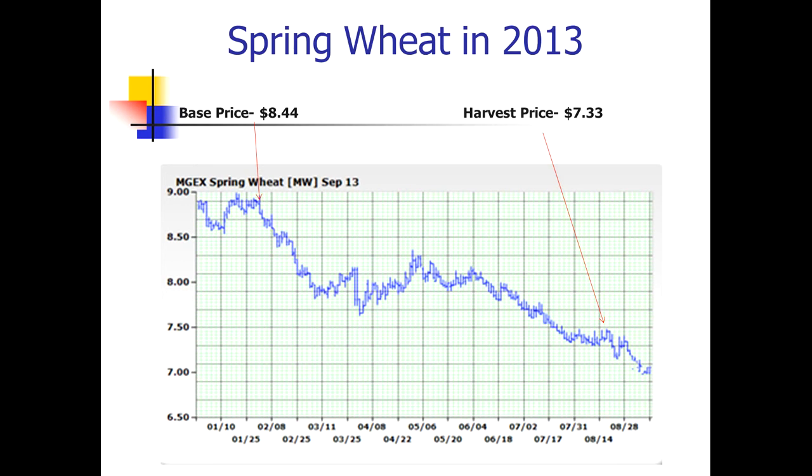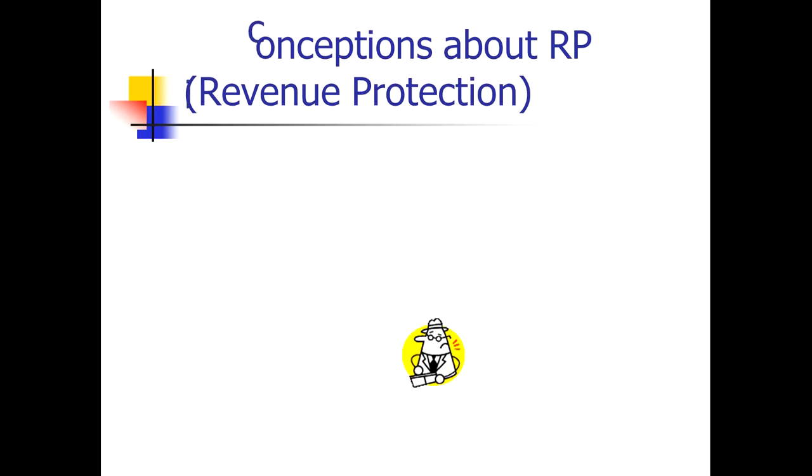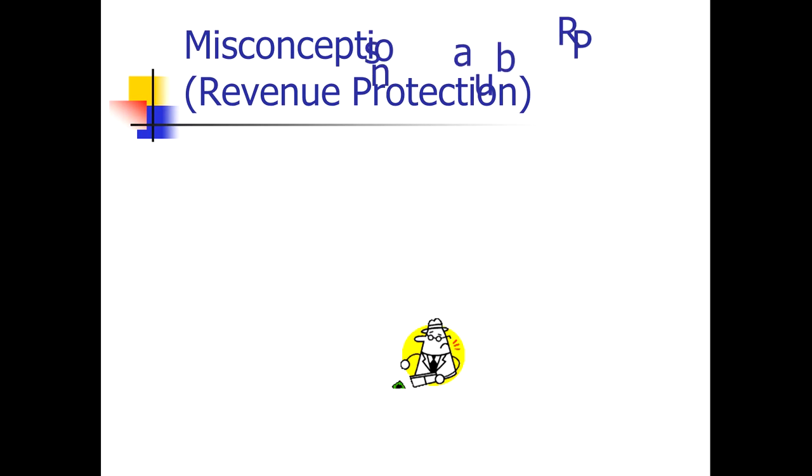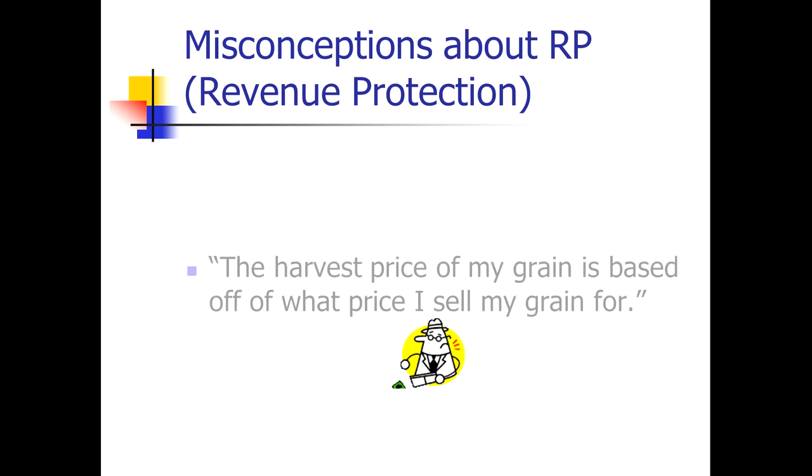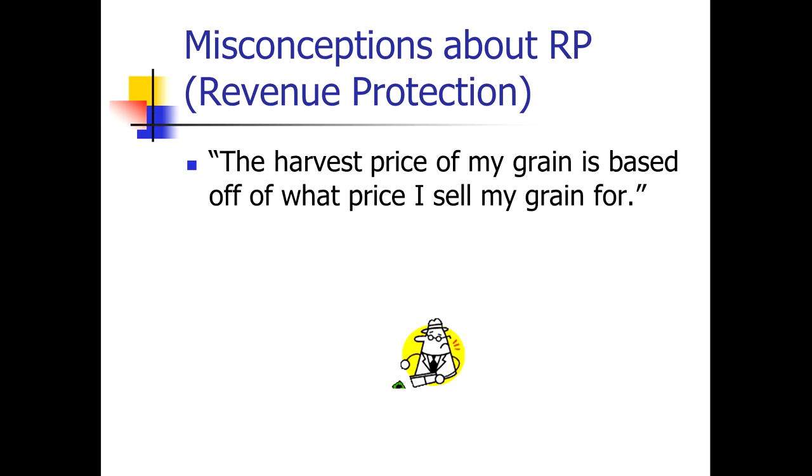Most of the crops are so good around our areas this year that wasn't a factor anyways, but there was potential for that. So here are some misconceptions about how the revenue protection works. First off, the harvest price of my grain is based off of what I sell my grain for. That, just like we said, is not the case, right? It's only based off a futures market. So this can work both ways.